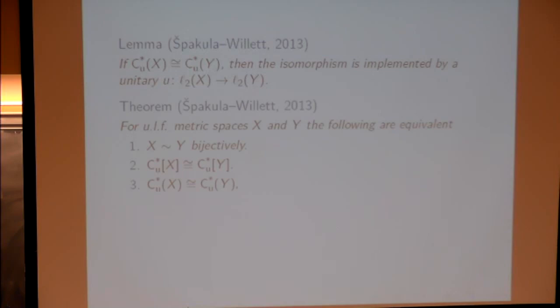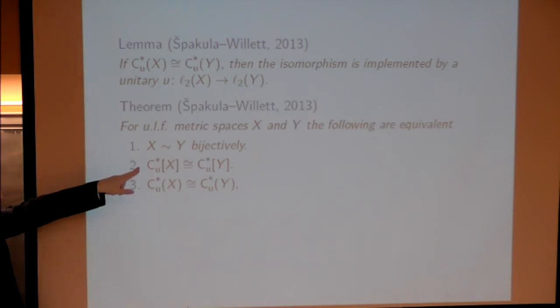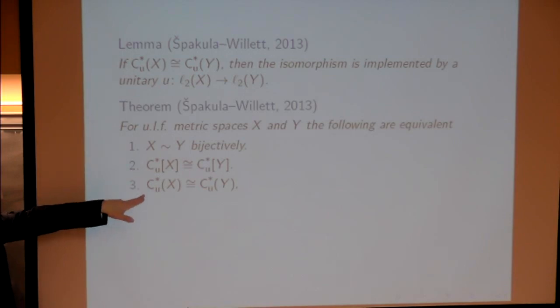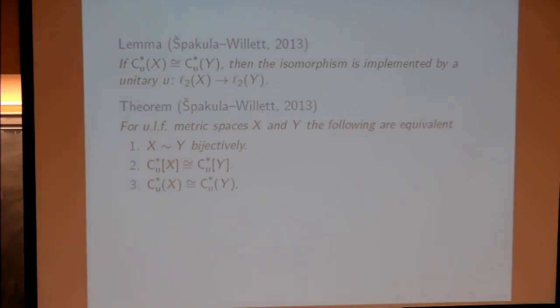For uniform locally finite spaces, X and Y are bijectively coarsely equivalent, with the obvious definition, if and only if the algebraic algebras are isomorphic, if and only if the uniform Roe algebras are isomorphic, but with an extra assumption: the isomorphism sends the Cartan masa to the Cartan masa. Because then you can actually just read off what the functions are.